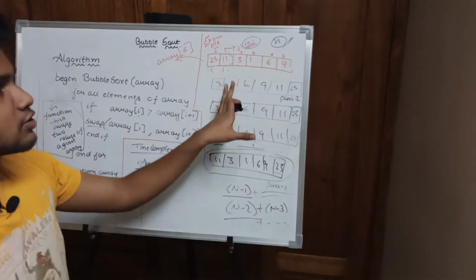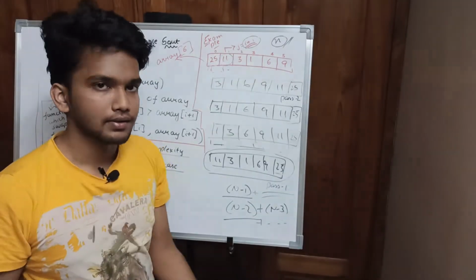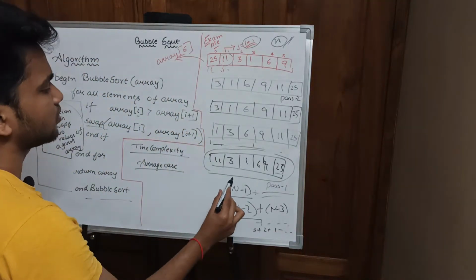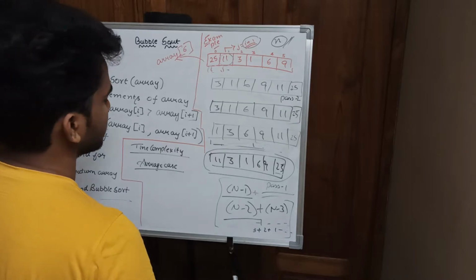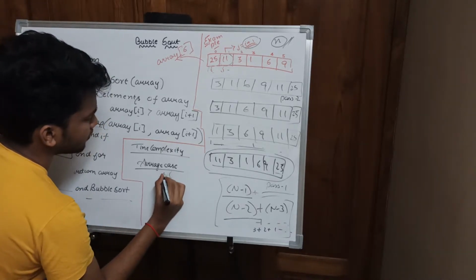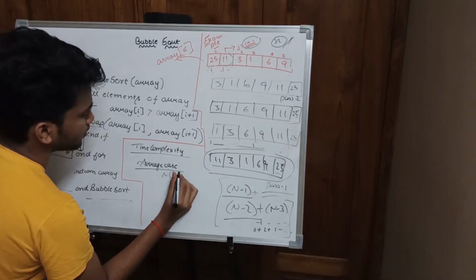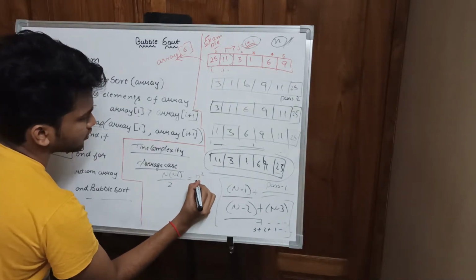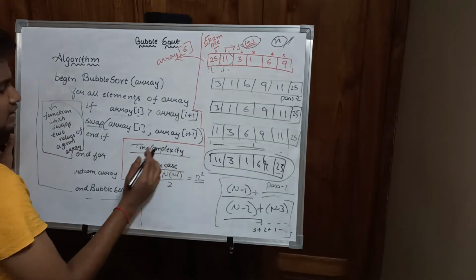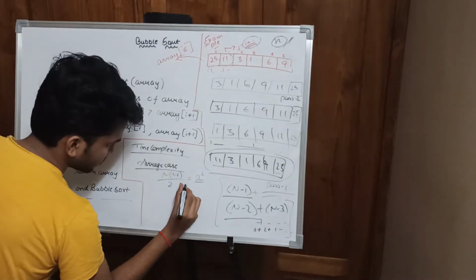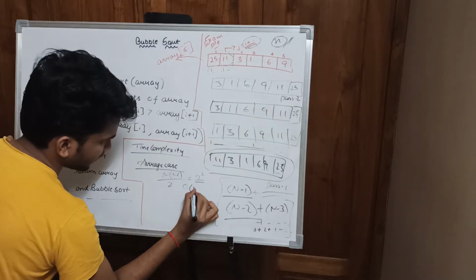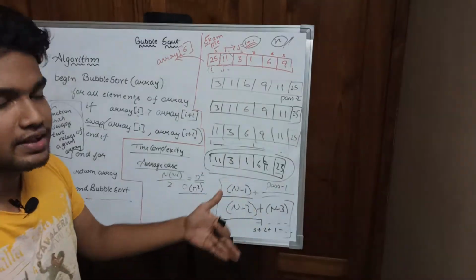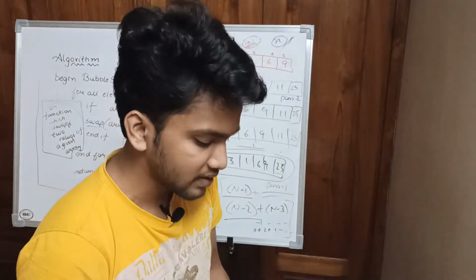We don't know the size of the array here. In that way we are calculating the time complexity: n minus 1 plus n minus 2 plus n minus 3, and so on, down to 3 plus 2 plus 1. For this we have a formula, n into n minus 1 by 2, which is equivalent to n square. Anything we represent in time complexity, we use O of n square, that is order of n square. So this is the average case. Now the best case.